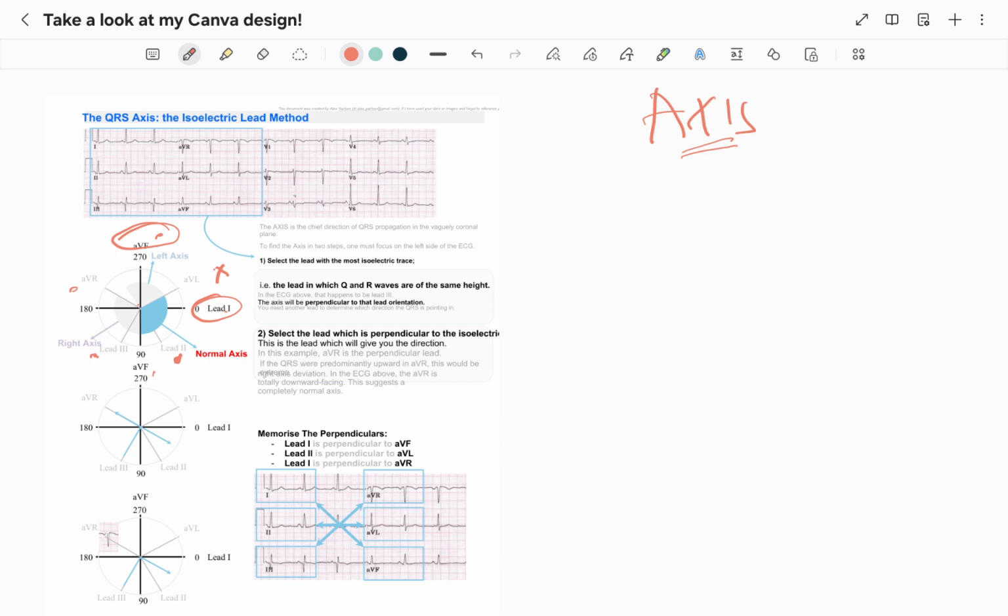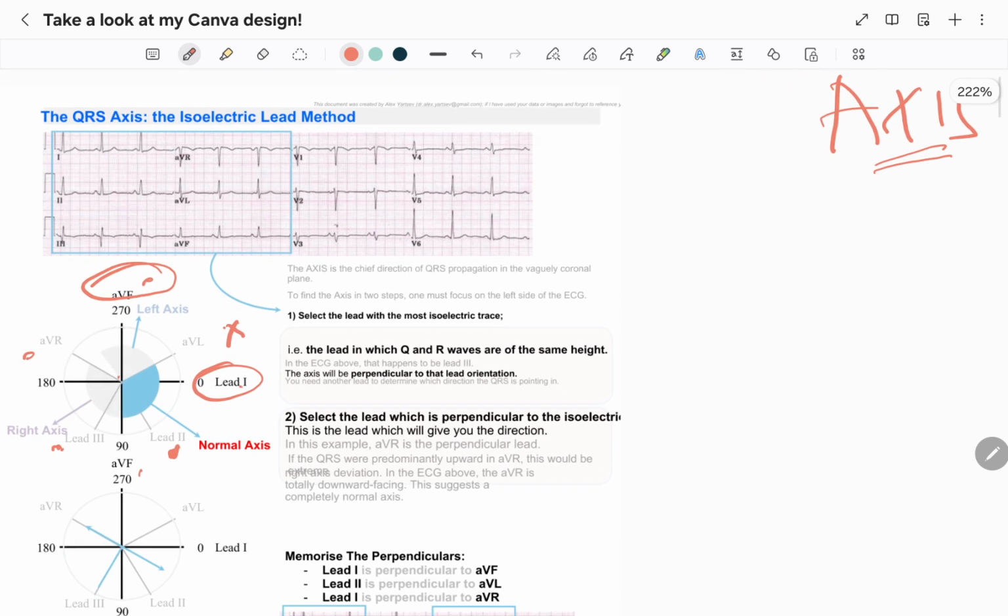So first, look at lead 1, right? In your lead 1, this is our ECG here. In your lead 1, is the QRS mostly up or mostly down? Here the QRS is mostly up. And if it is up, it means the electricity is heading left. If it is down, electricity is heading right. So where is this heading here, right?